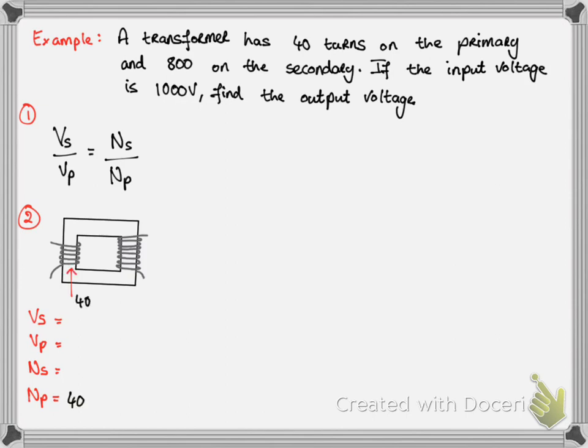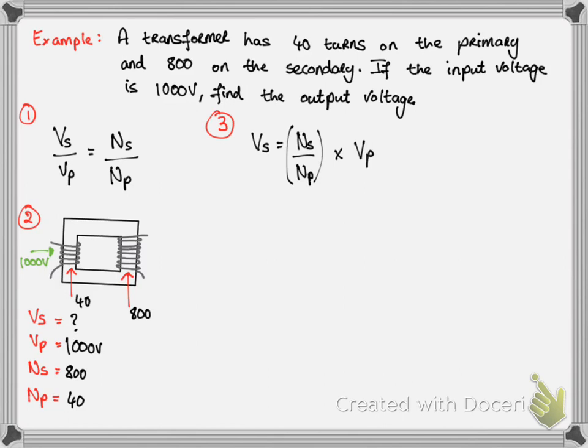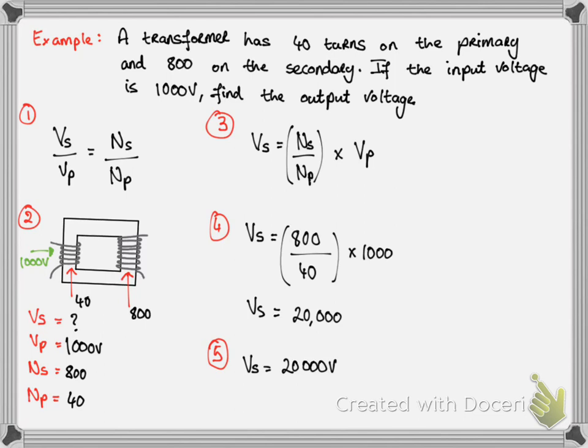We were told that 40 turns were on the primary, so that's Np. We were told that 800 turns were on the secondary, so that's Ns. And we were told that the input voltage, so the voltage on the primary, was 1000 volts. So we were trying to find out the output voltage, Vs. Next thing you should do is rearrange your formula. So Vs is equal to Ns divided by Np multiplied by Vp, because we're trying to figure out Vs. Once we have rearranged our formula, substitute in your values, and this works out to be 20,000 volts. And the fifth and final stage is to include your unit. Always include your unit. So for this, it was volts.